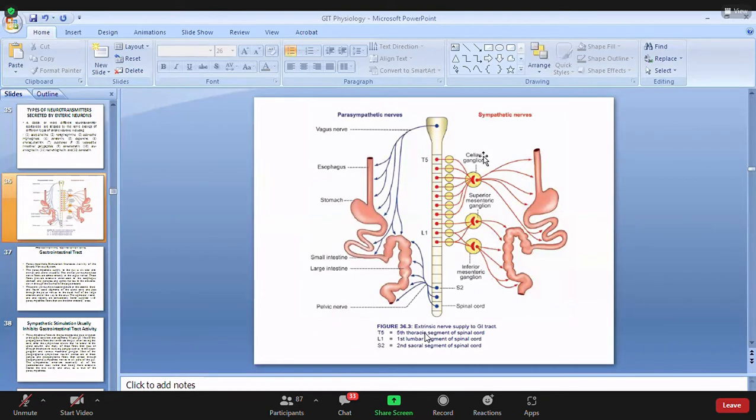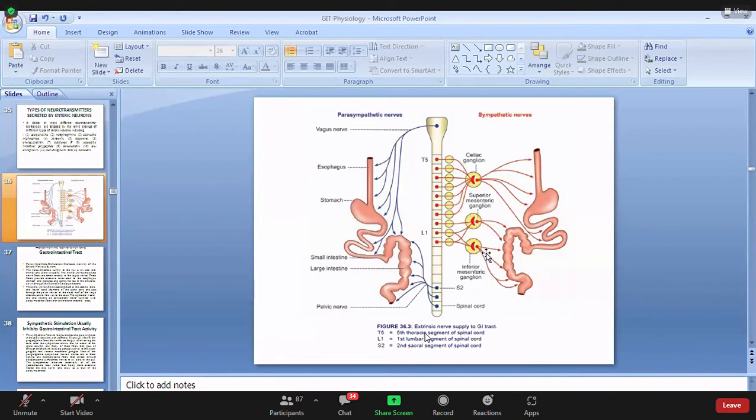In the paravertebral gutter on each side of the spinal cord there lies a chain of ganglia, and a ganglion is nothing but a collection of cell bodies. The fibers which arise from the thoracic segment of the spinal cord go through this ganglion, and the postganglionic fiber then supplies the gut wall. These ganglia are termed the celiac ganglion, superior mesenteric ganglion, and inferior mesenteric ganglion.